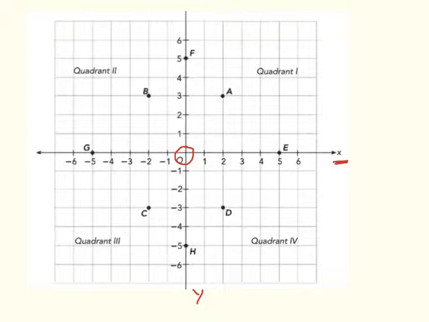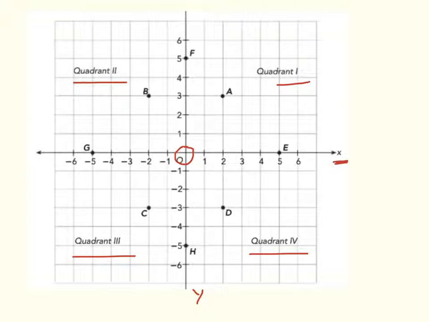The x-axis and the y-axis divide the coordinate plane into four parts called quadrants. Moving counterclockwise around the origin, the quadrants are named Quadrant 1, Quadrant 2, Quadrant 3, and Quadrant 4.